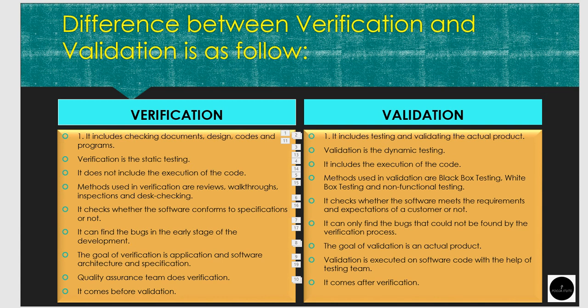The quality assurance team does verification, whereas validation is executed on software code with the help of the testing team. Verification comes before validation, whereas validation comes after verification.